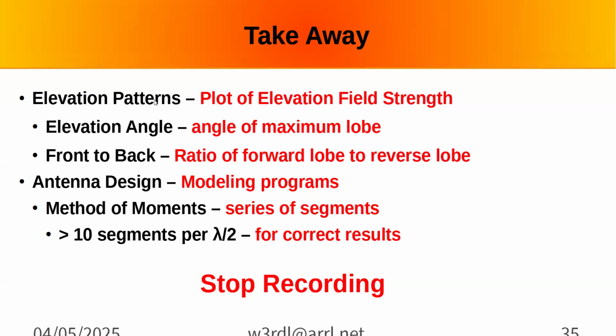An elevation pattern is just the field strength cross section in a vertical direction. The maximum vertical lobe is the elevation angle, whatever the peak of that is when you measure that angle. And it'll normally be the lowest lobe in the pattern. And then you can also have front to back vertically as well as horizontally. Modeling programs like EasyNEC use method of moments, and you need at least 10 segments per half wavelength.